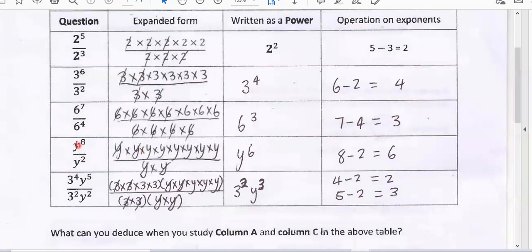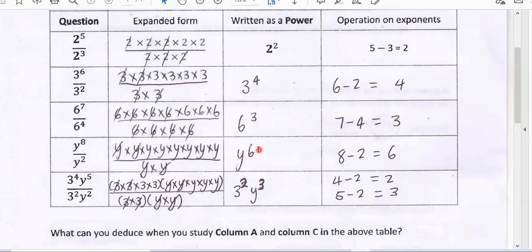Now, next up, we have y to the 8 divided by y to the power of 2. So the exponent 8 is telling me I must multiply this base, which is y, 8 times by itself. So that's why we have y times y times y times y times y times y times y, 8 times. Now in our denominator, we have y squared. That means I must multiply the base y by itself 2 times or twice. So it will be y times y. Now written as a power, we're going to have y to the power of 6.